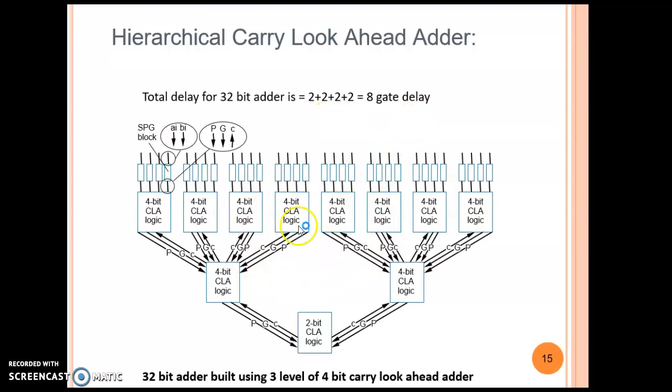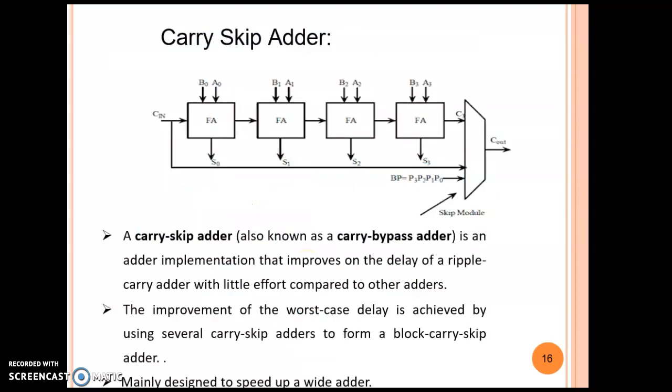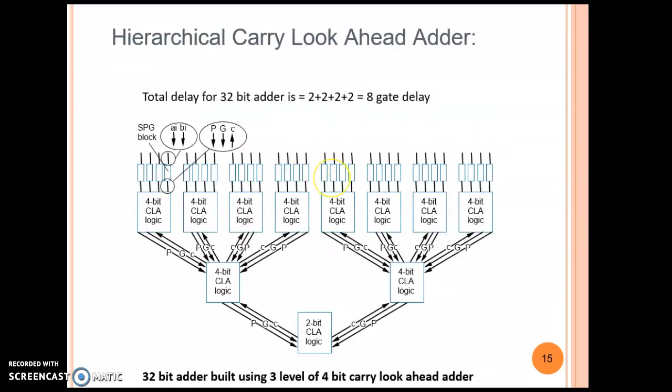So in this way we can form a hierarchy and we can increase the number of bits. Now next is the carry skip adder.